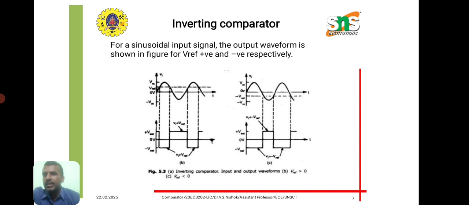If you see the diagram, whenever Vi is greater than V reference, the output will be minus Vsat, and whenever Vi is less than V reference, the output will be the positive Vsat. That is the case because of the change in the input terminal where we are giving the Vi value. In the same way for the negative V reference value also. So this is the case for the two different comparators that we have discussed till now.